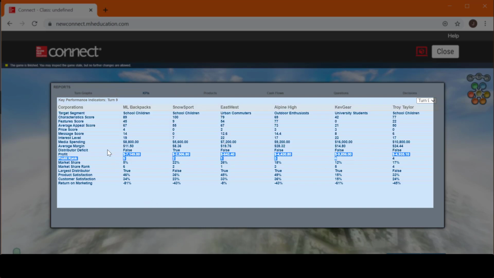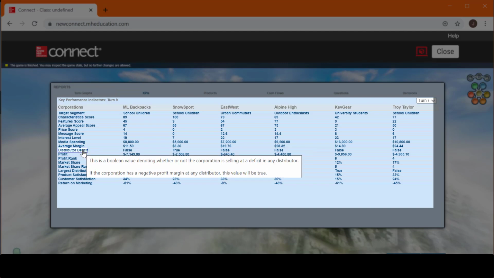The average margin is very helpful because it tells you how much you're making on each backpack. One of the goals and keys of this game is to maximize that average margin. You want to make more money per backpack because the more money you make per backpack and the more you sell, the more net profit you're going to make.